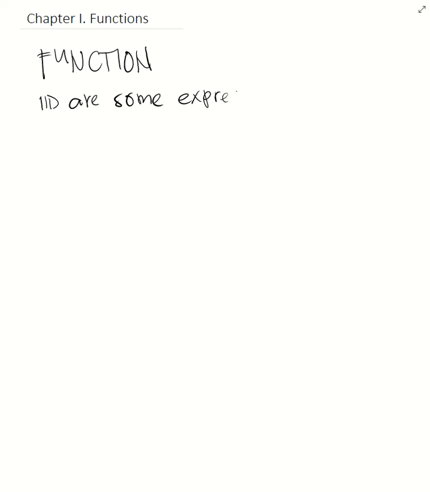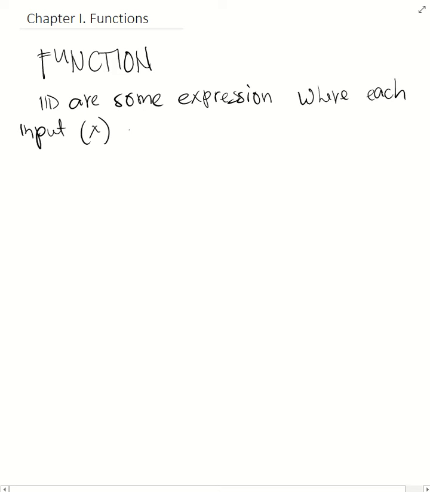So let's start with the definition of functions. What's a function? Basically, a function is defined as some expression where each input, usually denoted by the letter x, has exactly one output or result, which you usually denote with the letter y. So a function is some expression where each input x has exactly one output y.